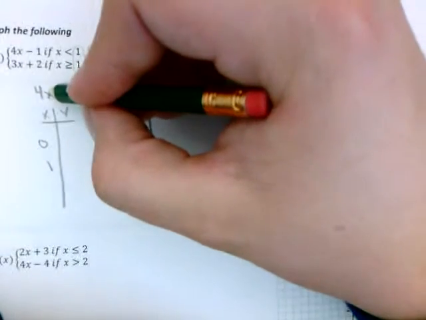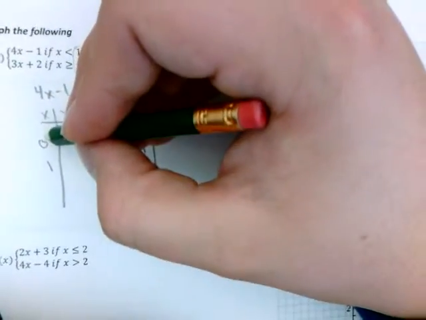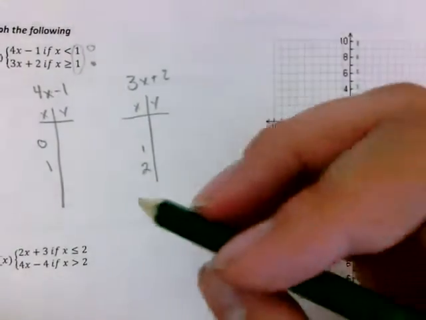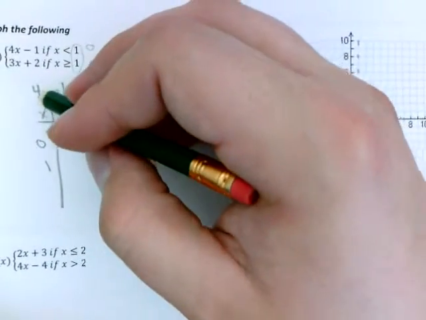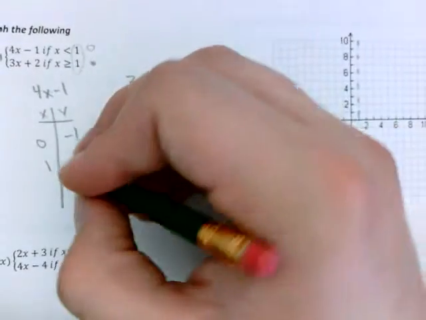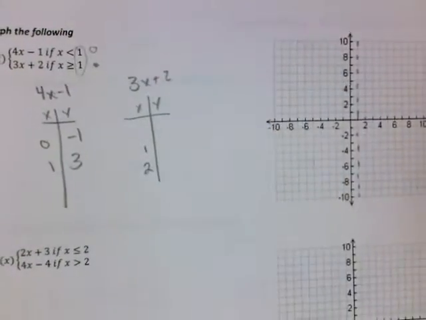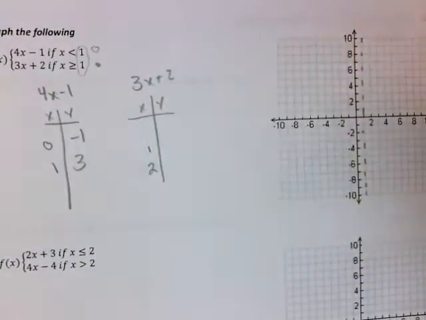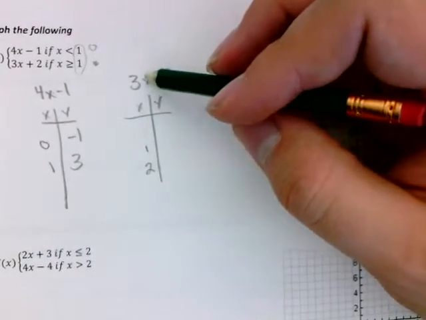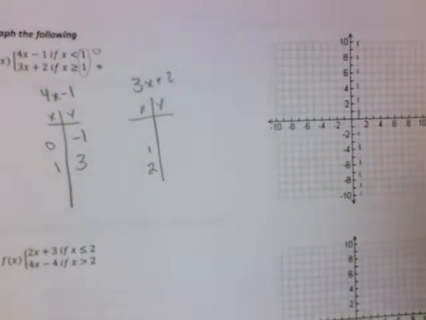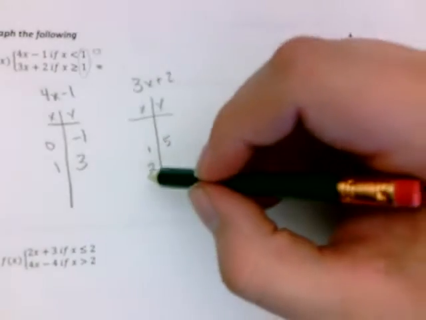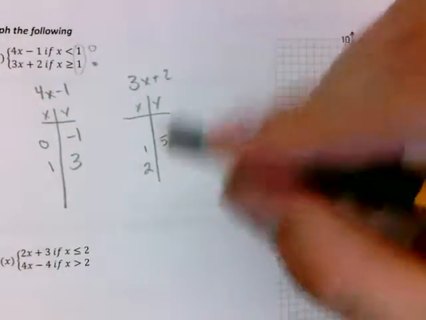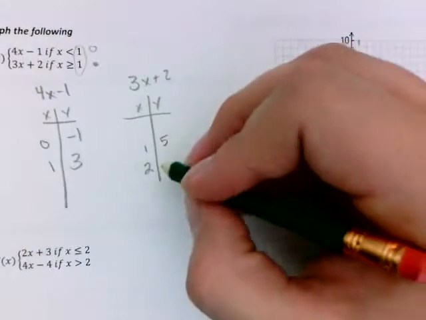0 goes in for x. 4 times 0 minus 1. The 4 times 0 is 0, minus 1 becomes -1. 1 times 4 is 4, minus 1 becomes 3. Now this one: 1 goes in the x. 1 times 3 is 3, plus 2 is 5. 2 goes into that. 2 times 3 is 6, plus 2 is 8.